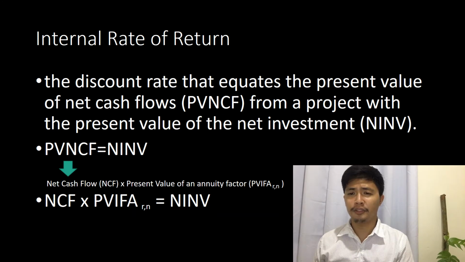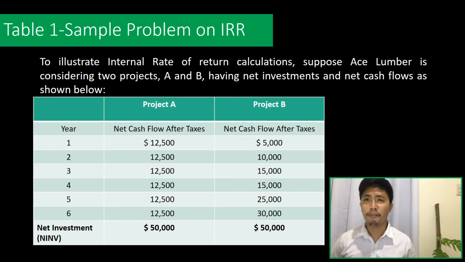Internal rate of return is the discount rate that equates the present value of net cash flows from a project with the present value of the net investment. So this involves familiarization of this formula. NCF, which is the net cash flow, times the present value of an annuity factor is equal to the net investment. Sample problem on internal rate of return.